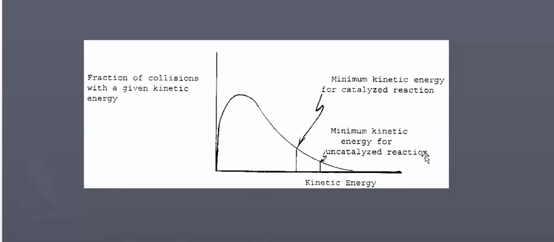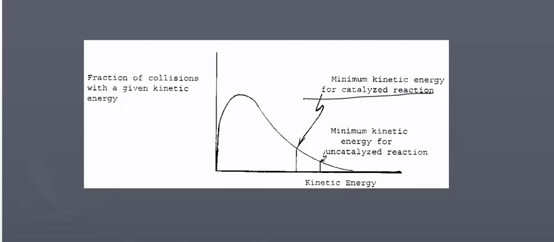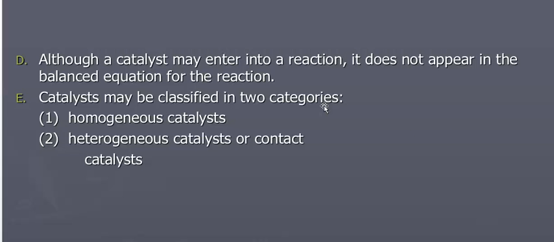So the minimum kinetic energy for a catalyzed reaction is going to be less. And the reason this value here is less is because the activation energy got lowered when you added a catalyst. A catalyst can enter a reaction, but it does not appear in the balanced chemical equation. And there are two types of catalysts, homogeneous and heterogeneous catalysts.